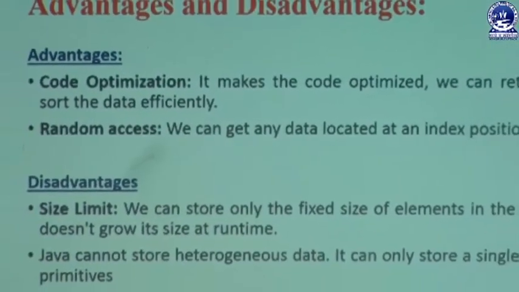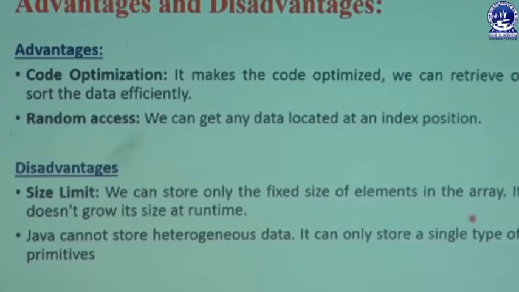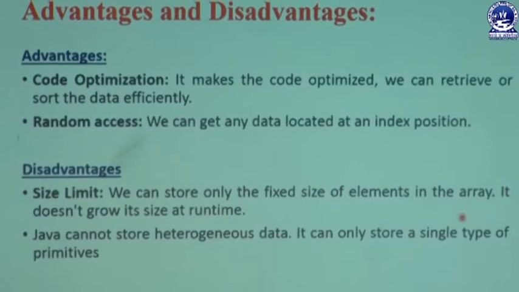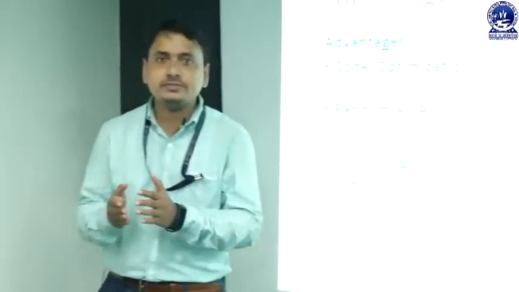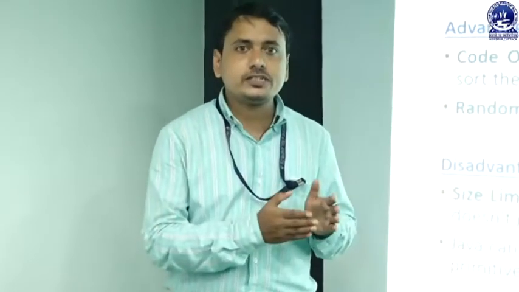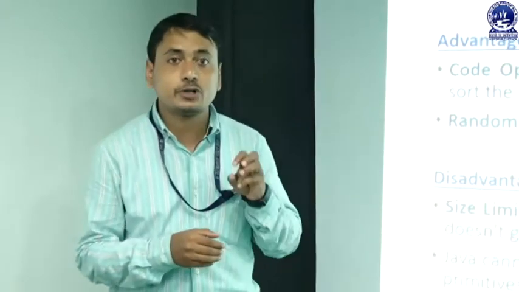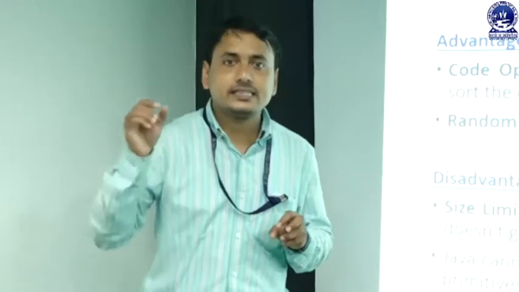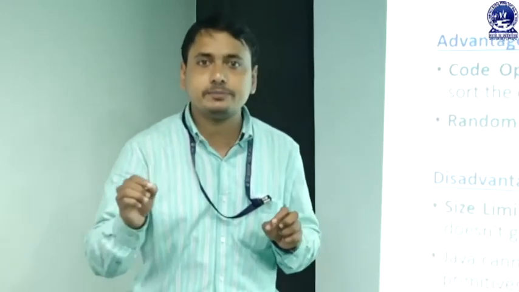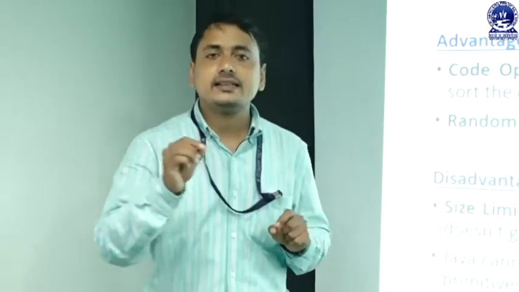The next advantage is random access. Random access means we can get any data located at any index position. Suppose the array size is 6, then we store our elements from 0 to n minus 1, that means 0 to 5. At position 0 we store a constant like 10, at position 1 a constant like 20, then 30, 40, 50, 60. That means the total index 0 to 5, 6 elements, are stored in an array variable, which may be A or B.